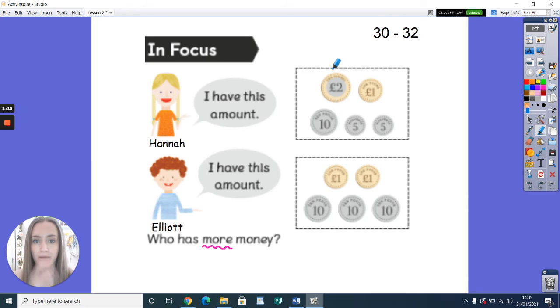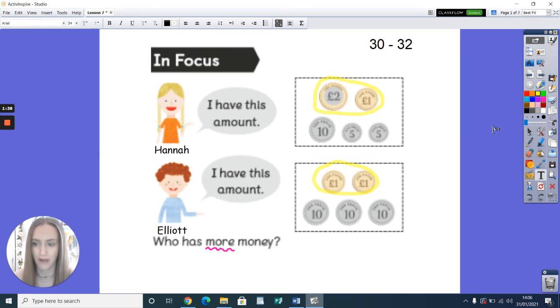So for this bit, you might want to pause the video to work out how much Hannah's got and how much Elliot has got. Remembering that we count what first? Do we count the pounds first or the pence? That's right, we count the pounds first. So you might want to pause the video now and work out how much Hannah's got and how much Elliot has got, and then we'll come back together.